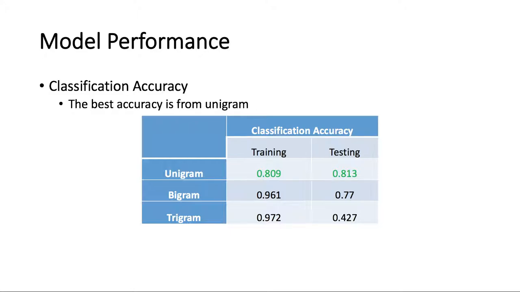I computed the classification accuracy for both the training and testing datasets to detect overfitting and underfitting. From here, we can see that for the bigram and the trigram, there is overfitting on the training dataset, and the testing dataset's accuracy performance is really bad.